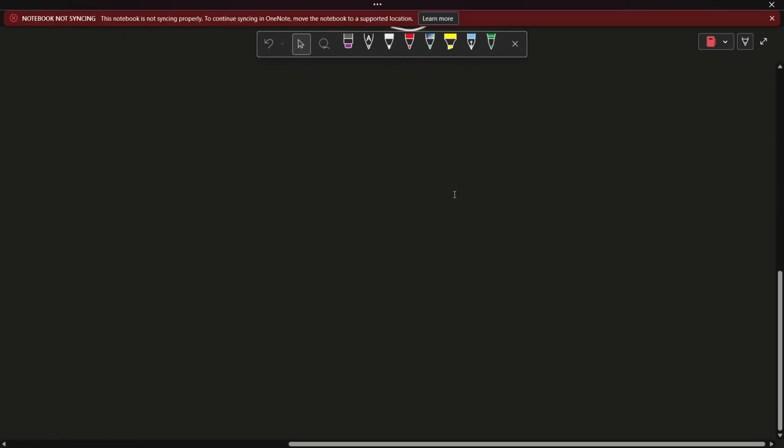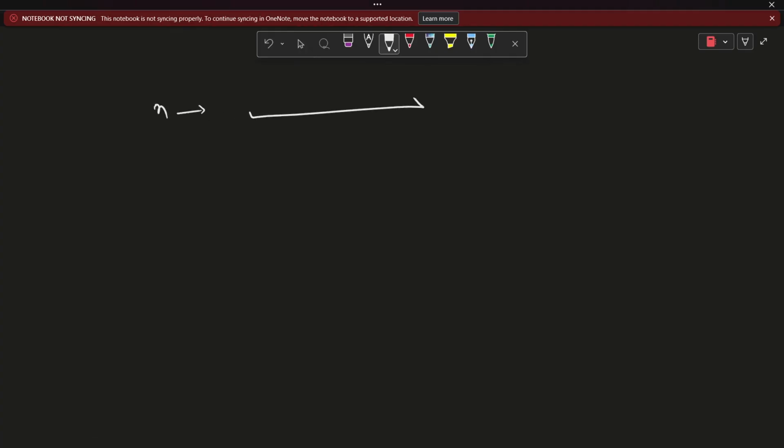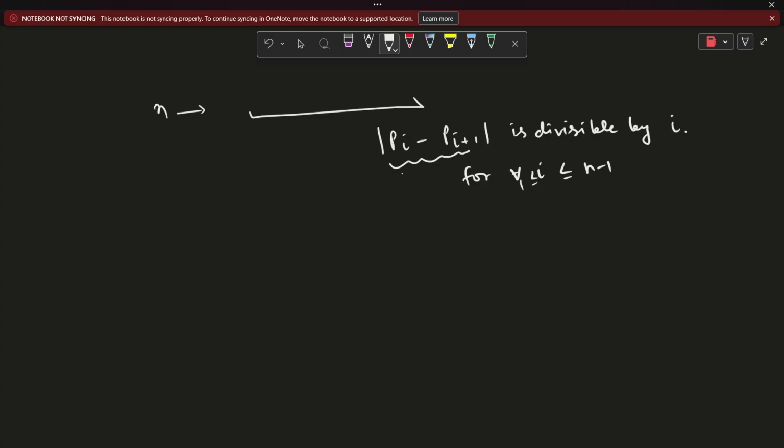What are we given? We are given an integer n, for which we have to output a permutation which satisfies this condition that pi minus pi plus 1 is divisible by i, for all i less than or equal to n minus 1. This is basically the difference of the adjacent elements, right? You would notice that the maximum value of i is n minus 1.